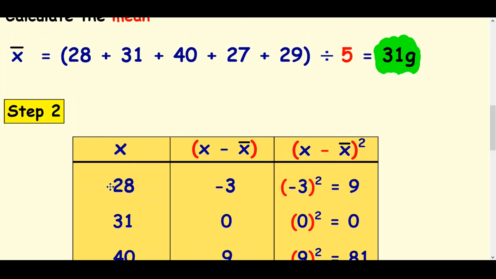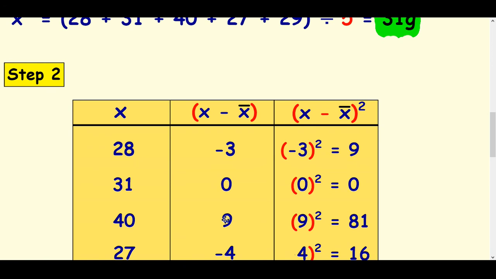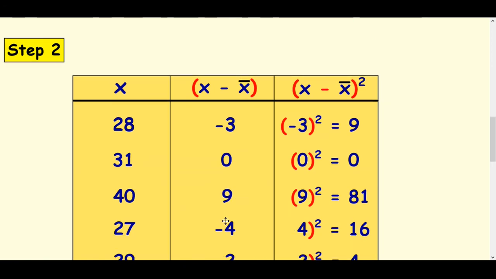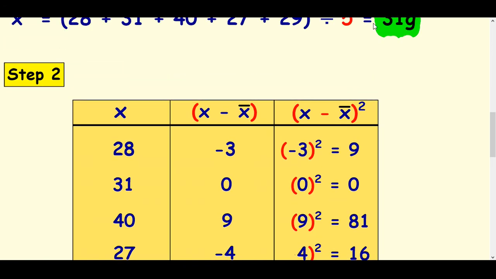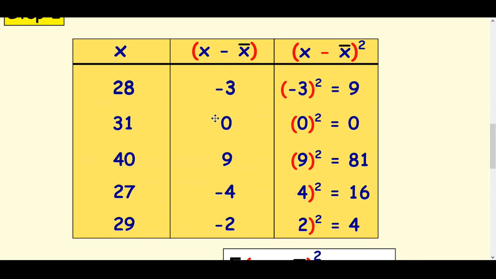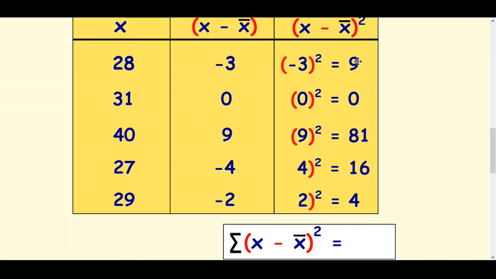So we do 28, take away 31, minus 3. 31, take away 31, 0. 40, take away 31, 9. 27, take away 31, negative 4. 29, take away 31, minus 2. Now we can't add all these up and divide because they will cancel each other out. So we square them all, then add everything up. So if you add all these bits up here, you're going to get the top line of the formula, which is 110.